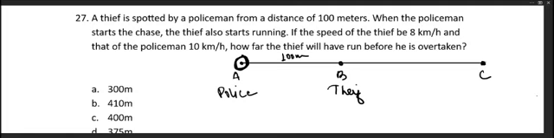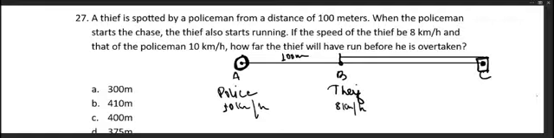When the policeman starts the chase, the thief also starts running, and the speed of the thief is 8 km per hour. So here we are given the speed of the thief, that is 8 km per hour, and that of the policeman, that is 10 km per hour. How far will the thief have run before he is overtaken? So if we say that the thief has been overtaken by the police at point C, then what is the distance covered by the thief?